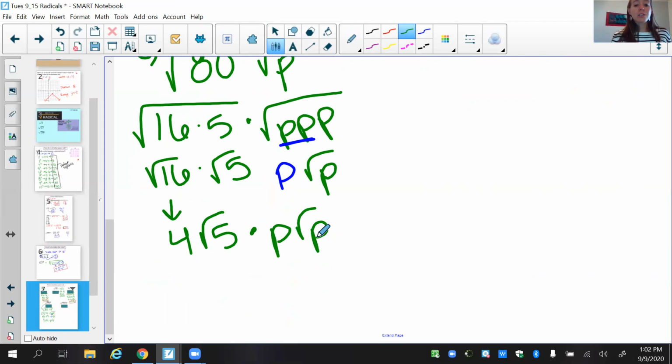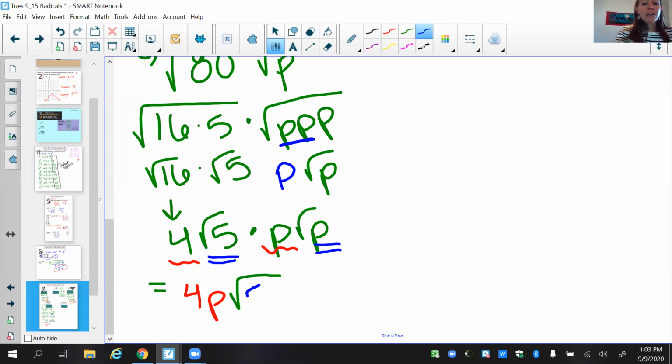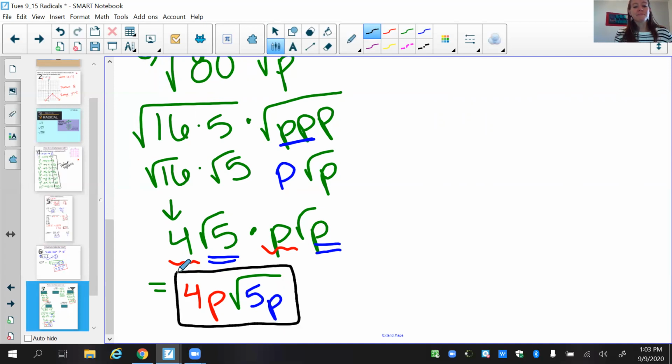Now, here's the cool thing about this. When I have radicals and I'm multiplying, I can multiply the outside numbers and I can multiply the inside numbers. So what this becomes, I'm going to multiply the 4 times the p and get 4p. Then I'm going to multiply the 5 by the p, and I have the square root sign, and then I have 5p underneath. That's my big ol' answer. I know that one was hard.